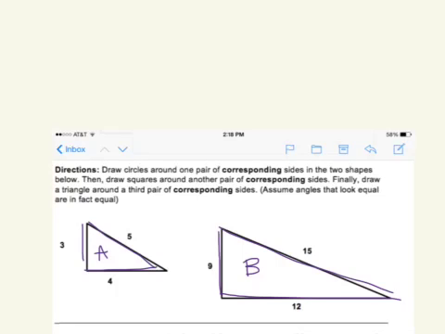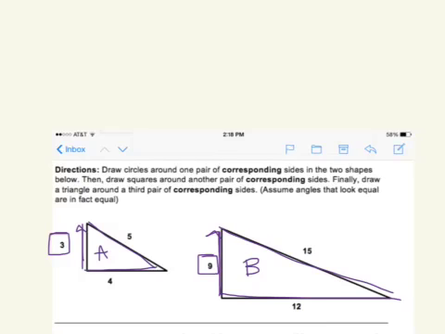Now corresponding means matching. So it says draw circles around one pair of corresponding sides in the shape below. Well, I'm going to draw a square around a corresponding side. So you see how this 3 is the height of the triangle? And B also has a height of a triangle. That's 9. So I'm going to draw a square. So these two, 3 and 9, are corresponding sides.